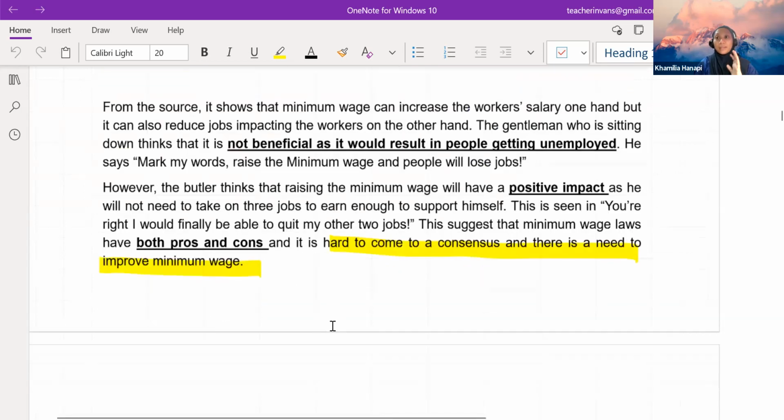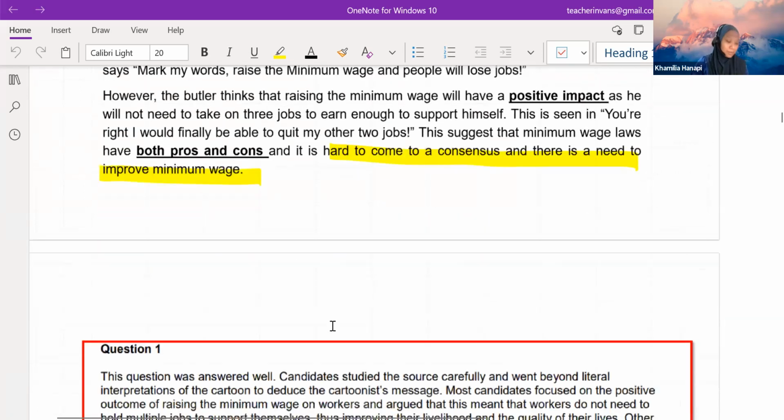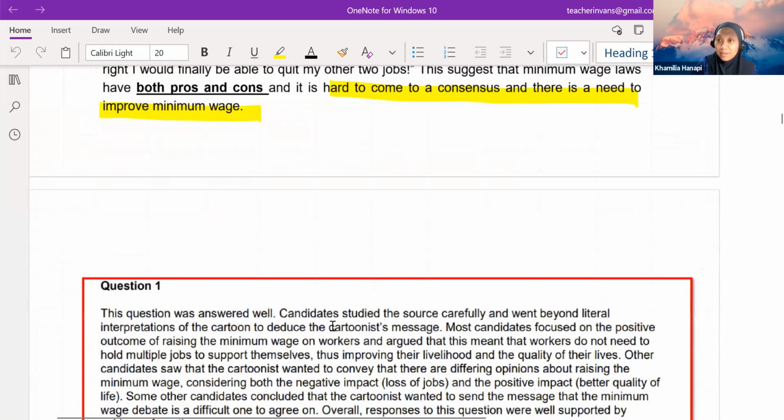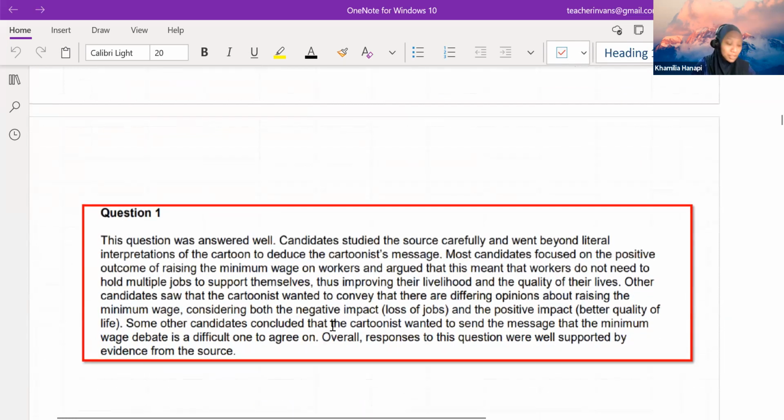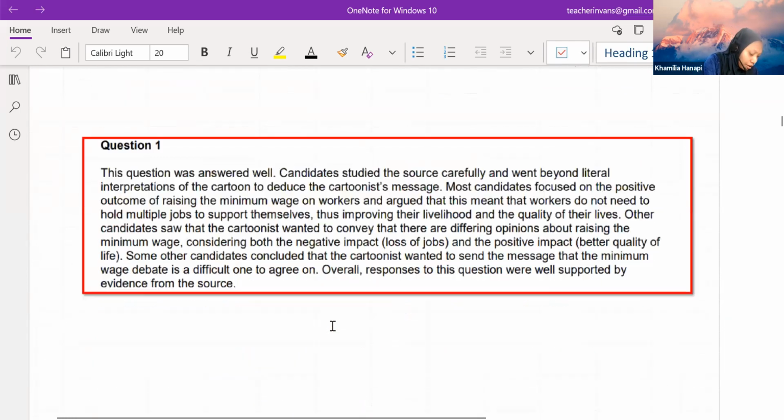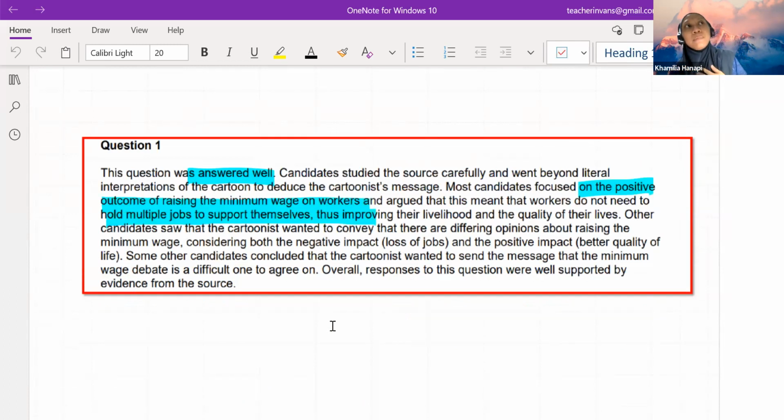Okay, so what did the Marcus report say? The Marcus report said that in 2020, this question was actually answered very, very well. So don't worry. Candidates were able to see beyond literal interpretations. Of course, a lot of them focused on the positive outcome and argued that he doesn't have to hold these jobs, which is correct. So if you had actually identified and seen, oh, it's very positive, you are right. You are okay. All right.